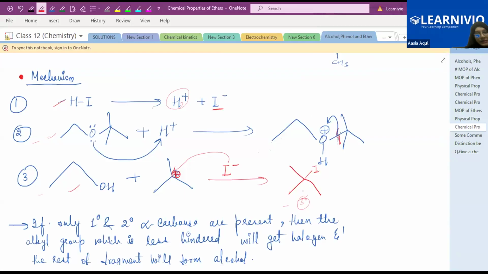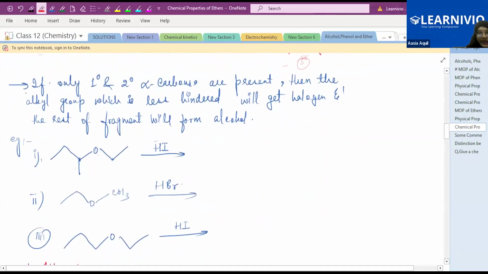Now the question is, it is not compulsory that in your product there will always be a tertiary alpha carbon. If a tertiary alpha carbon is not present in this structure, then what are we supposed to do? If only primary and secondary alpha carbons are present, meaning tertiary is absent, then the alkyl group which is less hindered, which will be the primary one, will get the halogen, and the rest of the fragment will form the alcohol. Again, I'm repeating.